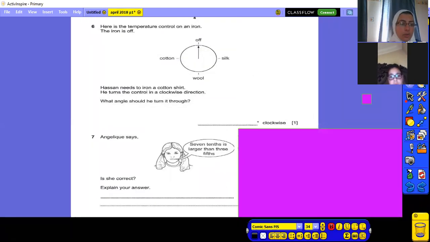If you have any question you don't understand, please ask. Now let's go to this question, guys. Right. Here is the temperature control on an iron. The iron is off. Hassan needs to iron a cotton shirt. He turns the control clockwise, not anti-clockwise. He wants to put it on the cotton. Can you tell me what's the measure of the angle? Answer it in a different way.